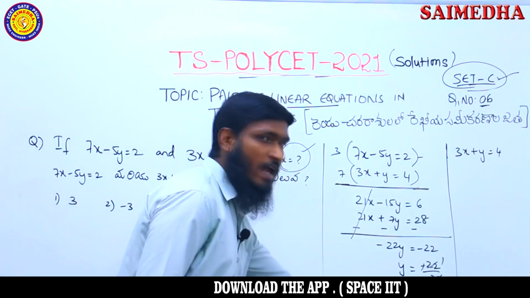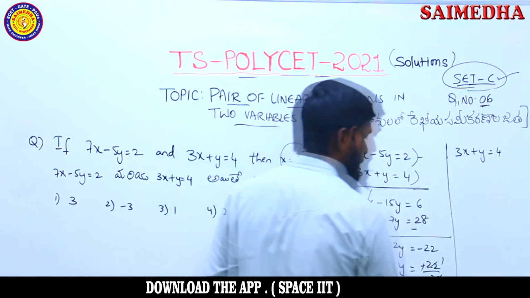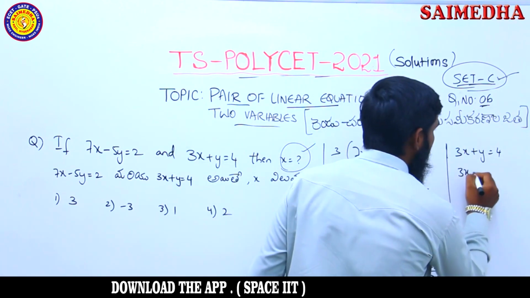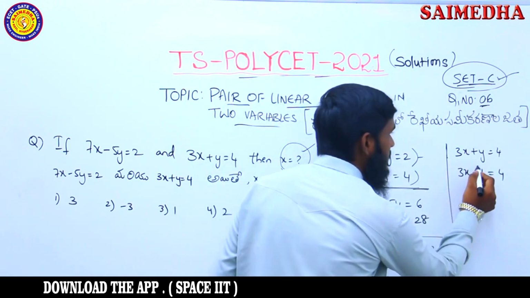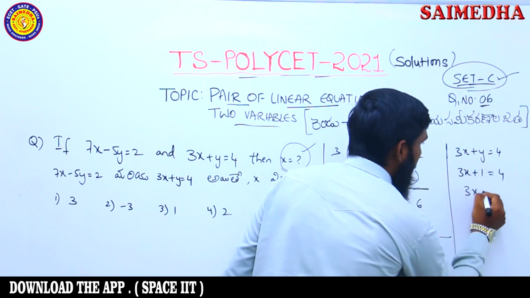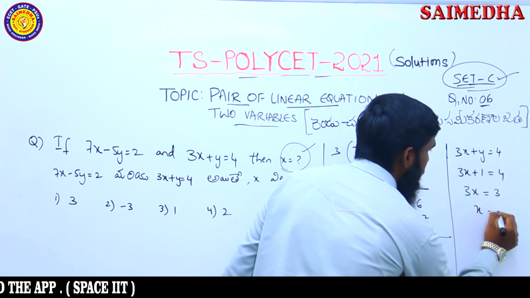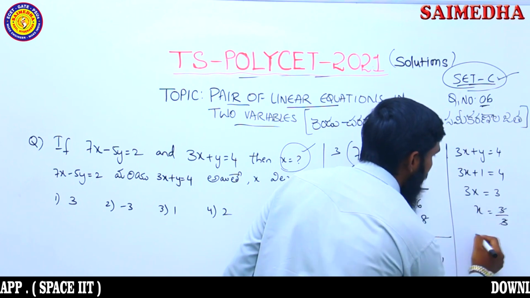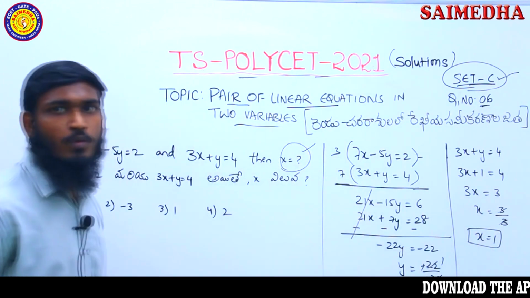Now what we have to do? We have to substitute the value of y in this equation. So what is the value of y over here? So 3x plus 1 is equals to 4. Now when we are sending this plus 1 over there, we can write it as 3x is equals to 4 minus 1, which equals 3, and x is equals to 3 by 3, which is equals to 1. Then again we got the value of x, it is equals to 1.